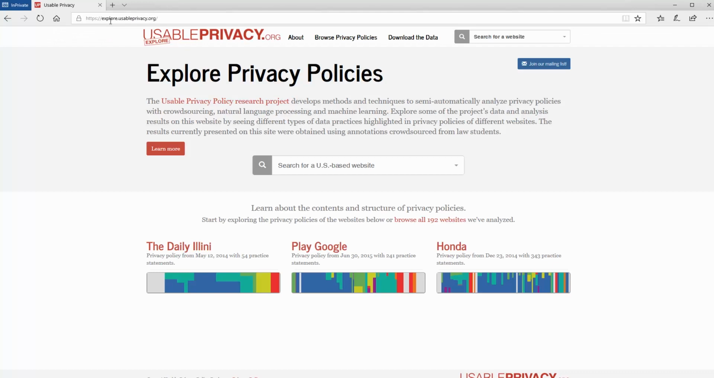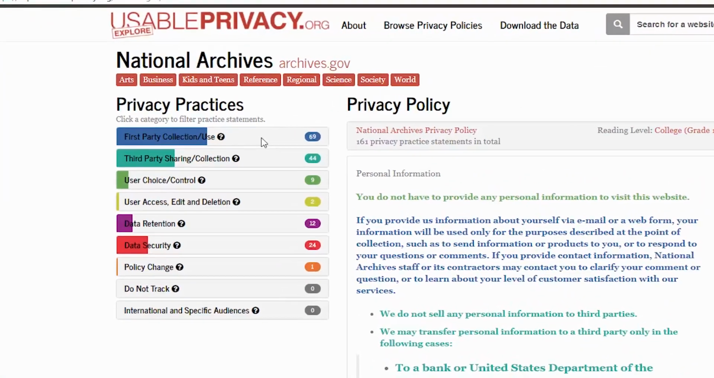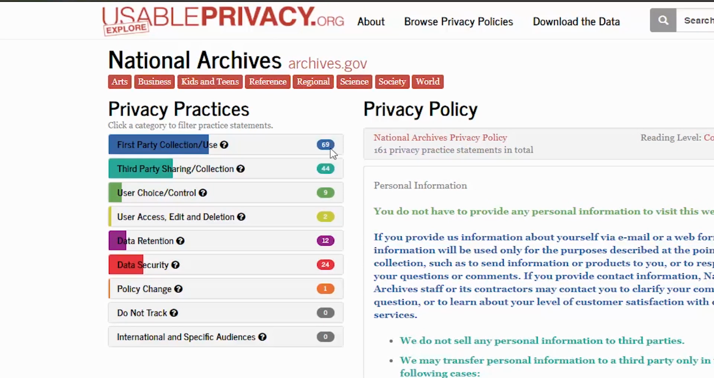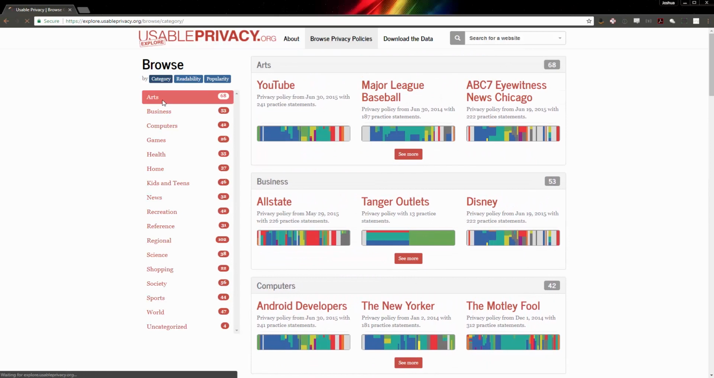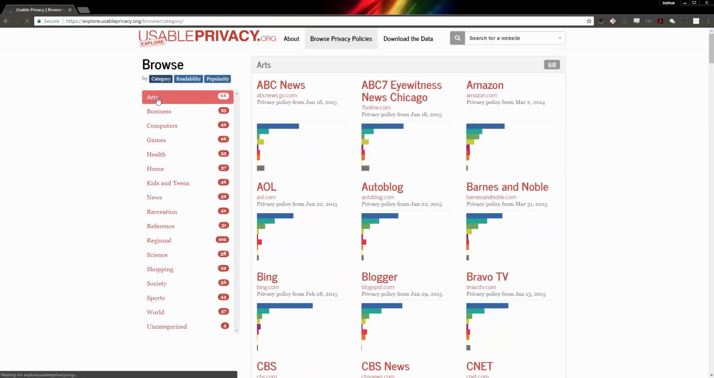To date, the project has extracted over 23,000 annotations from privacy policies, which are available as a dataset and through an interactive website that allows people to navigate privacy policies and their annotations. This includes filtering annotations to look at different types of practices, such as annotations discussing first-party data collection and use, third-party collection and sharing, statements about choices available to users, such as opt-in or opt-out, and much more.